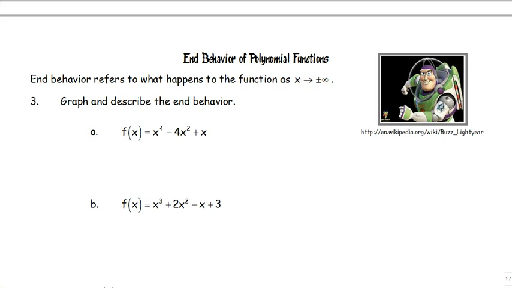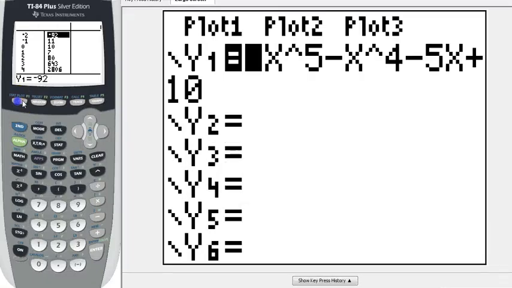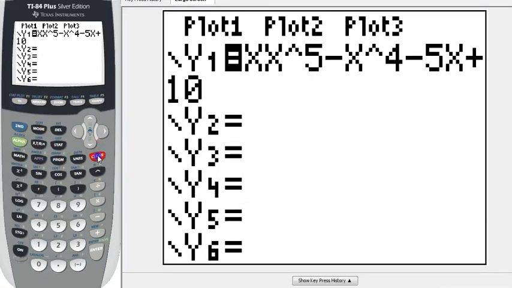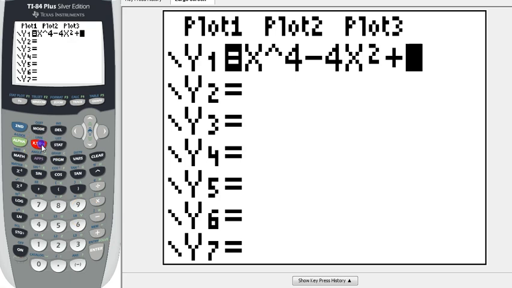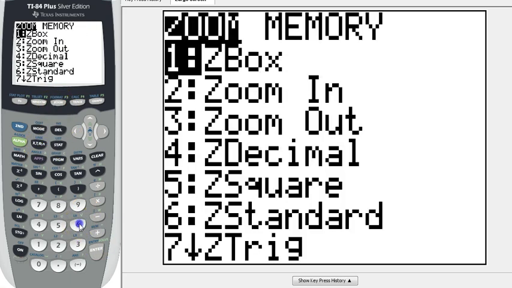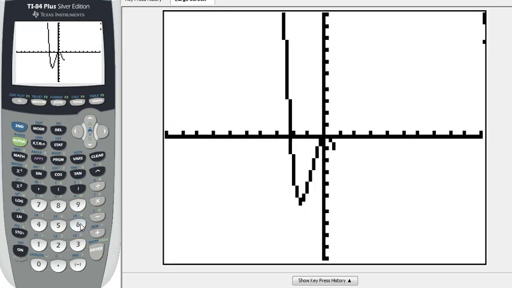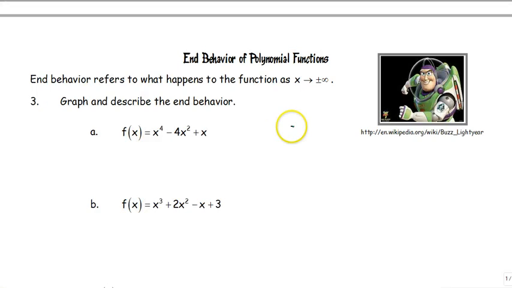So I'm going to just sketch this graph. If you type this in your calculator and hit zoom 6, we'll do one together in the calculator. I have x to the 4th minus 4x squared plus x. And I'm going to hit zoom 6 just because it was in a weird format. Okay, so there's kind of my graph. Looks like that. Something like this.